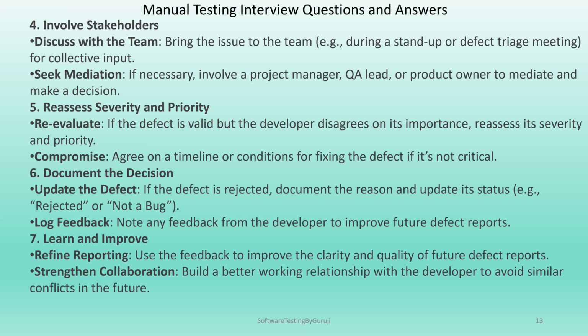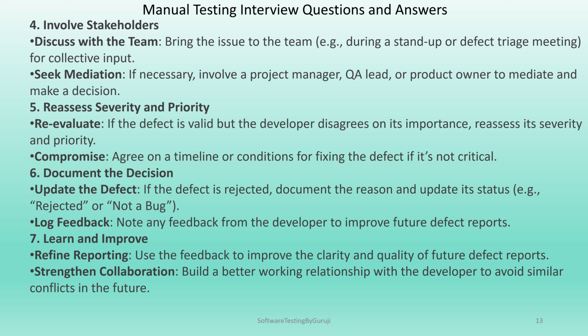Fifth, reassess severity and priority. Re-evaluate if the defect is valid but the developer disagrees on its importance, reassess its severity and priority. Compromise. Agree on a timeline or conditions for fixing the defect if it's not critical. Sixth, document the decision. Update the defect.